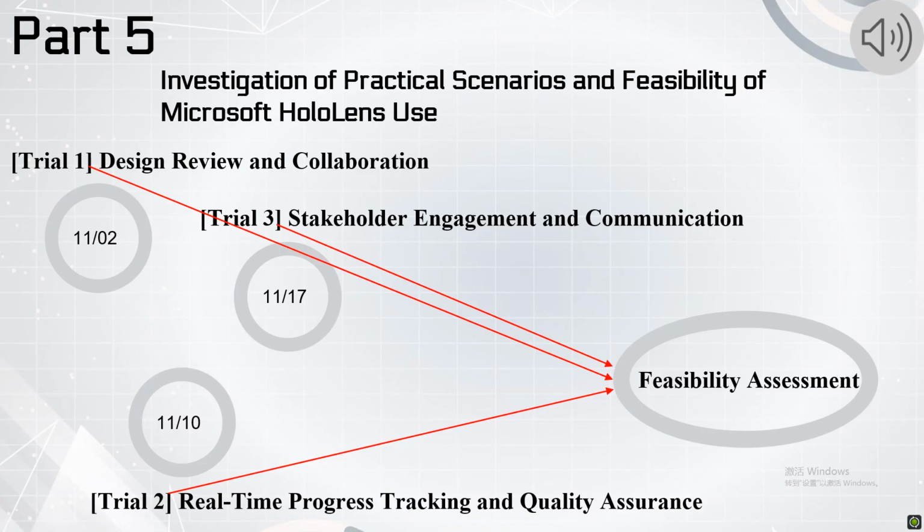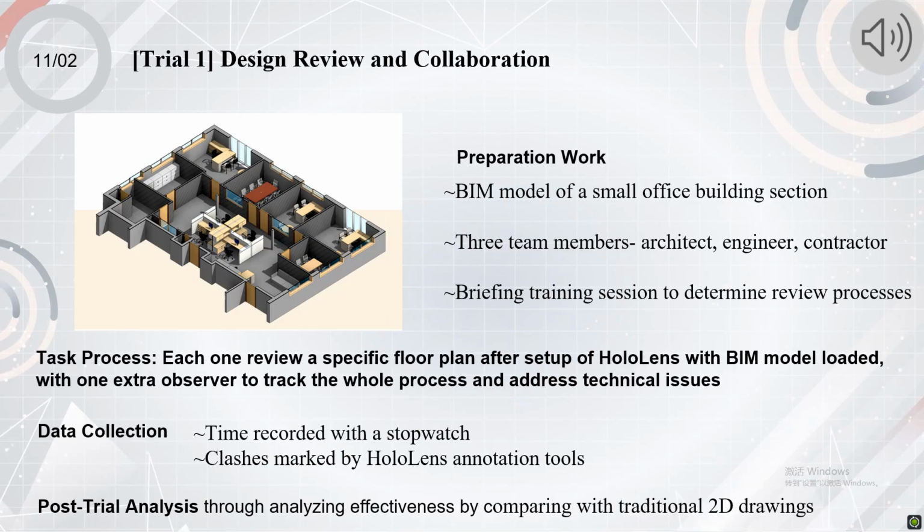In part 5, I will explain the processes of our 3 experiments in detail to assess the feasibility. In experiment 1, a BIM model of a small office building section was prepared. 3 team members respectively served as architect, structural engineer, and contractor to have a briefing training session to discuss the design review process. Then the HoloLens was set up and the BIM model was loaded onto each device.